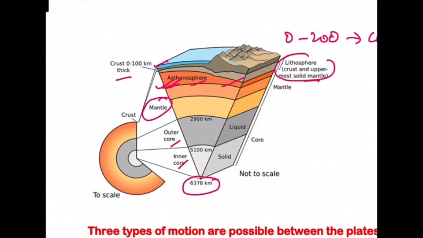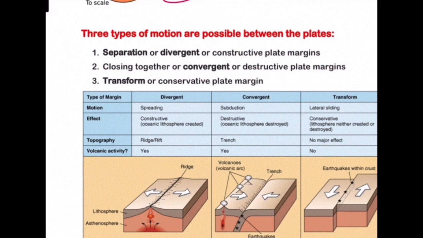Okay, now three types of motion are possible between the plates. See, previously we have read there are three types of movement: convergent, divergent and transform. Okay, now separation or divergent or constructive plate margin.